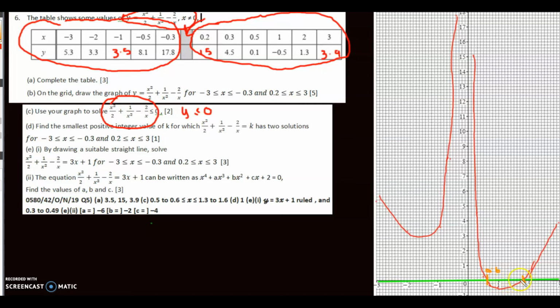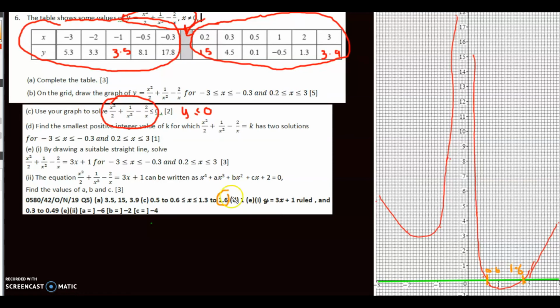It should be around 1.6. Mine looks a little far off, but we'll just consider it 1.6 because I'm reading the marking scheme simultaneously. So it shouldn't go beyond 1.6. So probably my graph isn't very accurate. Probably, yeah, it's definitely not accurate.